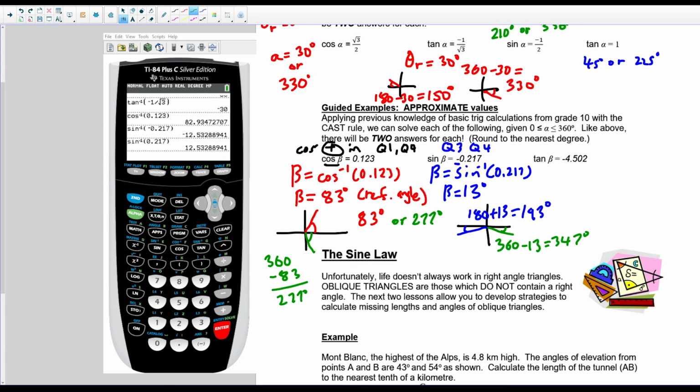For this last question here, you can try this out on your own by pausing the video and then unpause once you're done to check your answer.